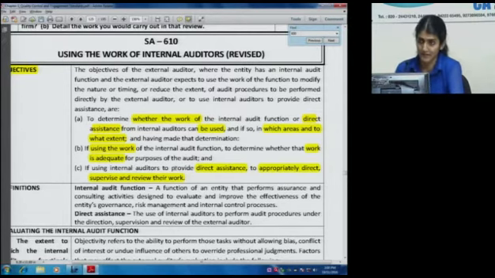Two questions first: whether to use their work, and whether to take direct assistance. Once that is decided, if you want to use their work, then whether the work is adequate. And if you take direct assistance, then you have to direct, supervise and review their work. Then you have to poke your nose into their work also. Do you get that? Okay, right.